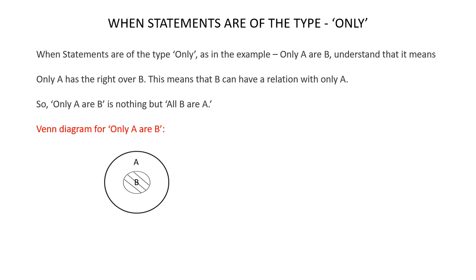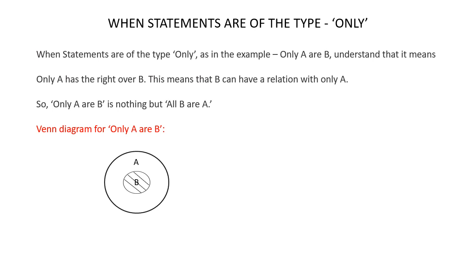Let's first learn the concept of statements of the type "only". When statements are of the type "only", as in the example, "only A are B", understand that it means only A has the right over B. This means that B can have a relation with only A. So, "only A are B" is nothing but "all B are A".